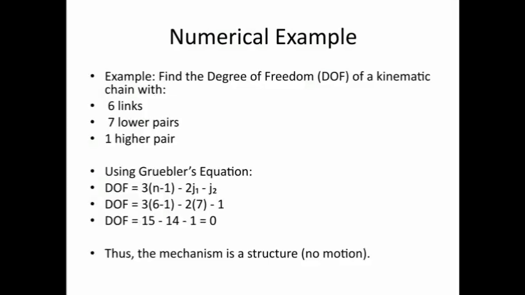Now we see one numerical example on the degree of freedom. Find the degree of freedom of a kinematic chain with 6 links, 7 lower pairs, and 1 higher pair. We can find it with Grubler's equation. Grubler's equation says 3 into (n minus 1) minus 2j1 minus j2. We have 6 links, so 3 into (6 minus 1), minus 2 into 7, minus 1. Then our degree of freedom is 0. As a shortcut, we also know that for any mechanism with 6 links, the answer is 0.